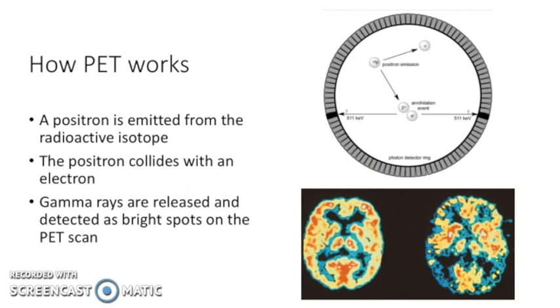This is a PET scan of a brain on the left, a normal brain on the left, and a brain with reduced activity on the right in a patient who had Alzheimer's disease. So a lot of times they'll use these labels on sugars, and sugars will go to parts of the brain that are active because they need sugar to run, to think. And then you can see these bright spots that show the high levels of activity in the brain, or in contrast, dark spots that show lack of activity in the brain.